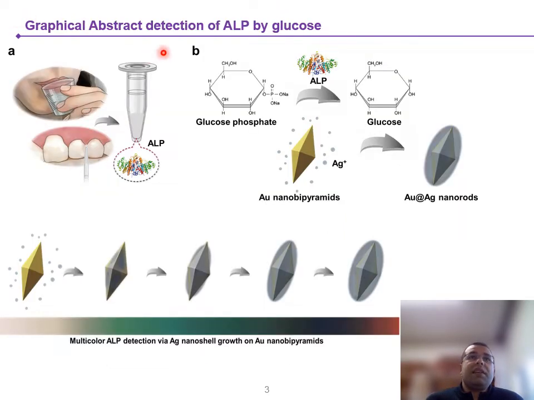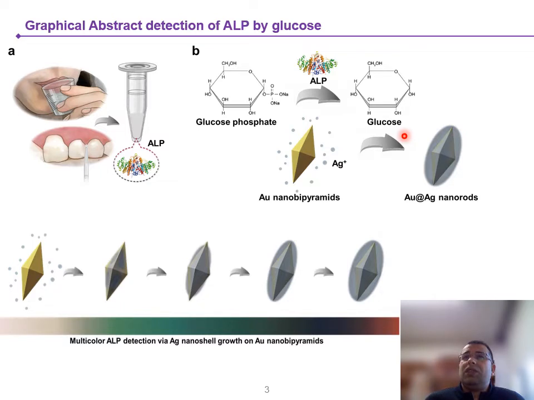This is a graphical abstract of the detection of ALP by glucose. First, we collect saliva, whole saliva or fluid from GCF, and these fluids contain ALP, and we add glucose phosphate as substrate for ALP. The ALP enzyme will dephosphorylate this glucose phosphate to convert it to glucose, and then glucose is a reducing agent, so it will reduce silver ion on the surface of the gold bipyramid to give a shape that looks like this.